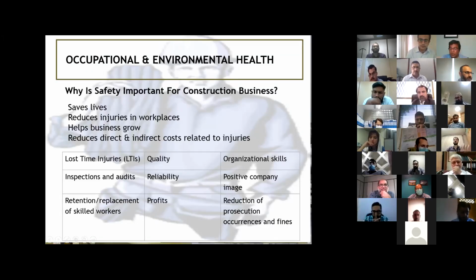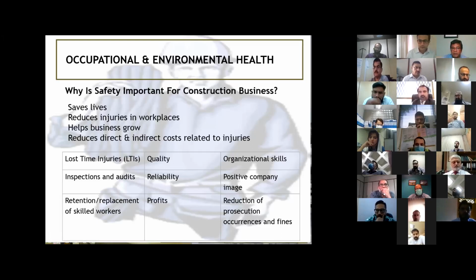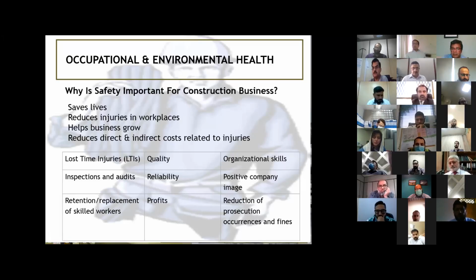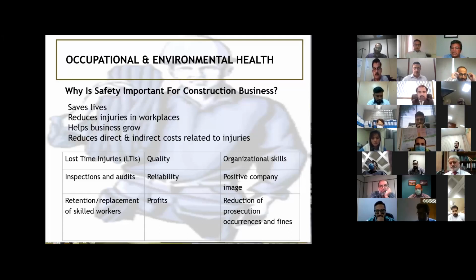Okay. So for construction business, occupational environmental health or health and safety is important. It saves lives. It reduces injuries in workplaces, helps your business grow, reduces direct and indirect costs related to injuries, because if there are injuries, you will have direct cost related to that injury, to pay to the worker, and indirect cost in the form of time losses, lost time injuries, quality of work. It saves you from inspections, audits, fines. Retention: the skilled workers are retained. You are not likely to lose them, and hire new workers and retrain them. Your organization skills will improve. The company overall will have a positive image.